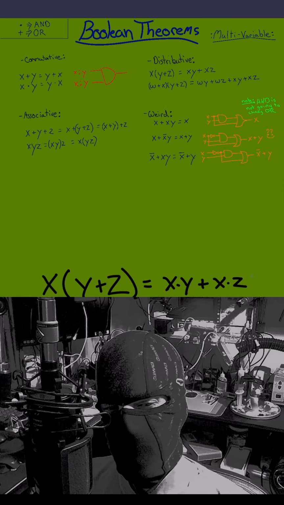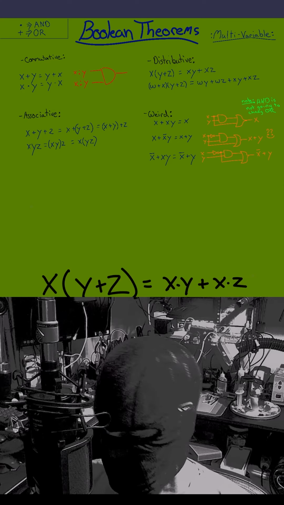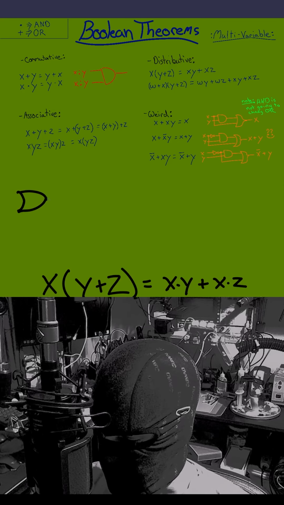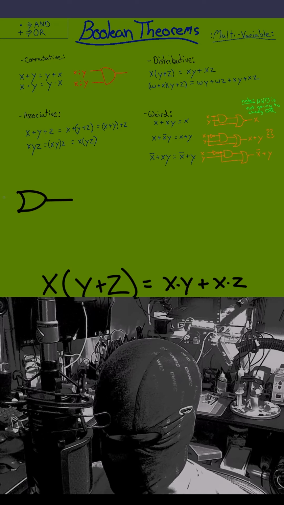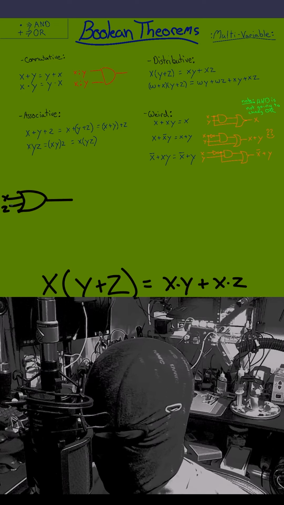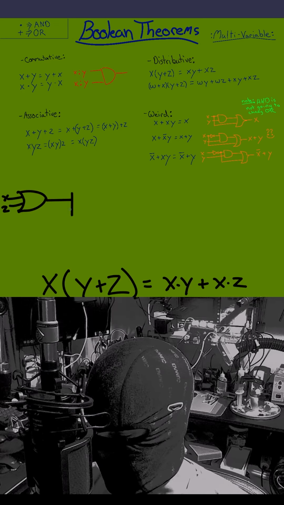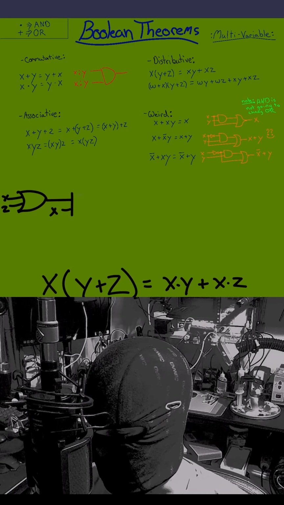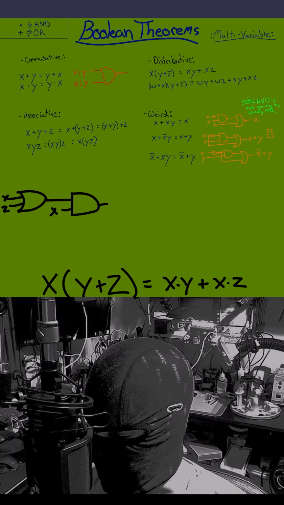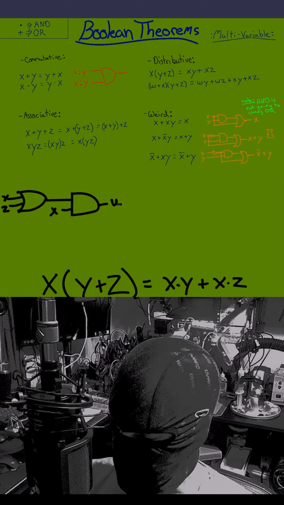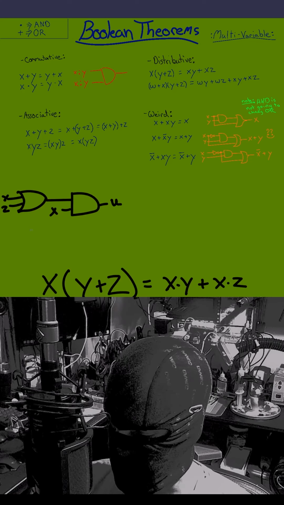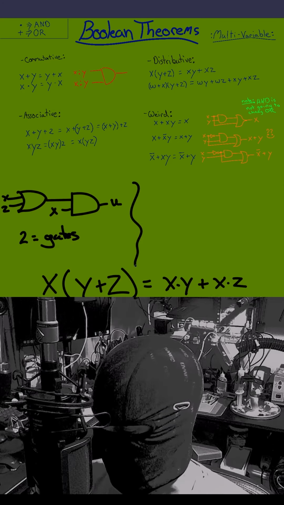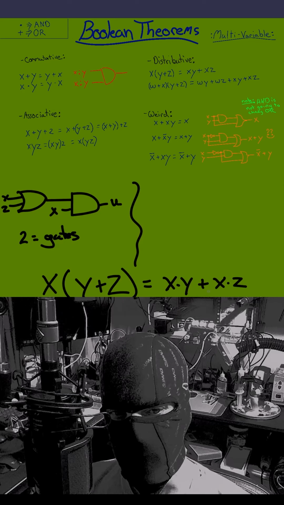Now let's look at this drawn out with gates. So first we would evaluate our OR here between our y and our z. Then we would evaluate our AND between our x and the result from y or z, producing our output. Now what's interesting is note how many gates we use here. 2 gates. Now let's go ahead and draw out the equivalent equation.